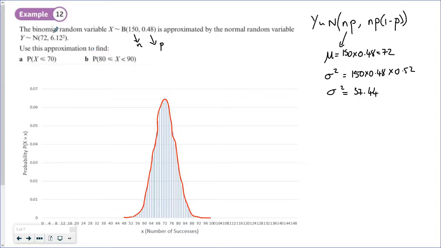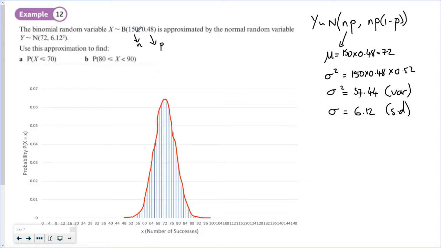And if you actually work that out, the variance of the normal distribution would be 37.44. Well, notice that they've written this in the form that's really common, the standard deviation squared. So they've square rooted this, and the standard deviation is 6.12, and the variance is 37.44. The reason they've given it to you in this form, standard deviation squared, is because your calculator takes the standard deviation, not the variance.